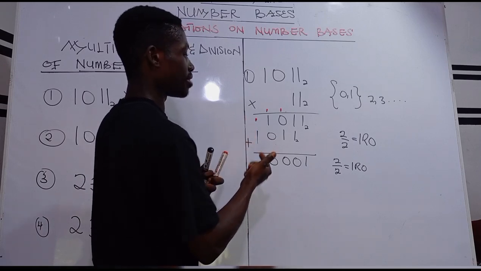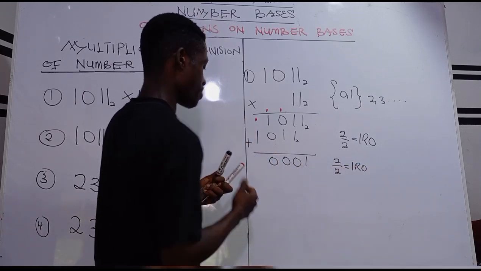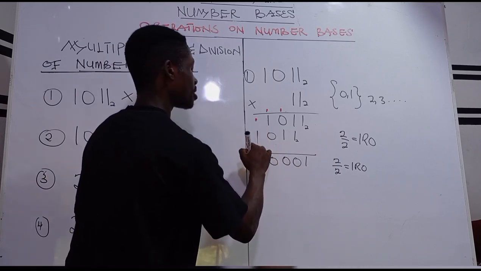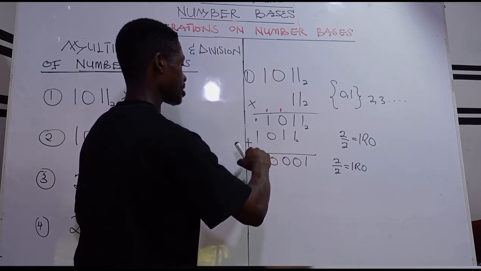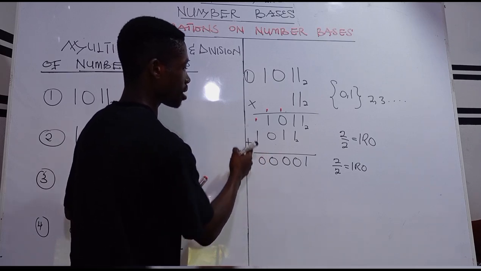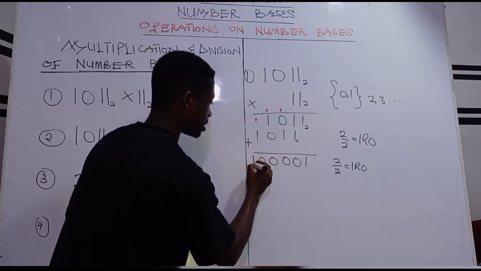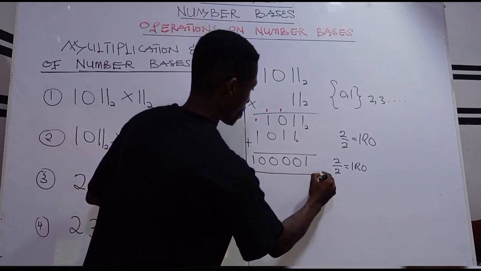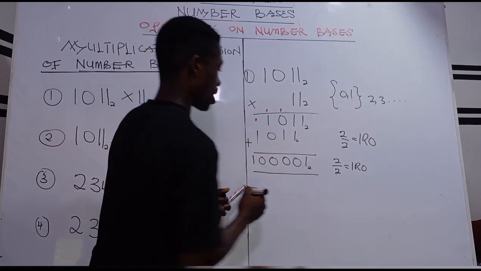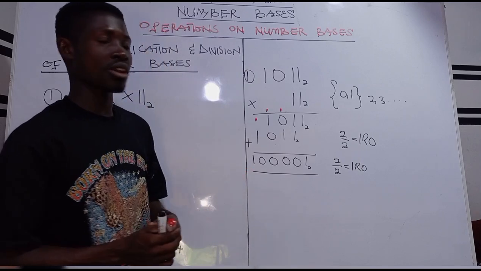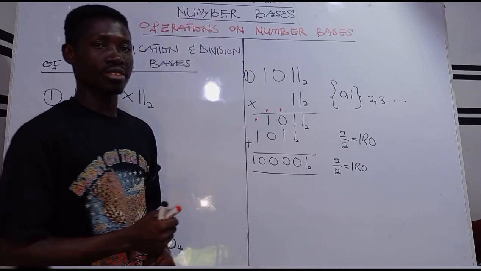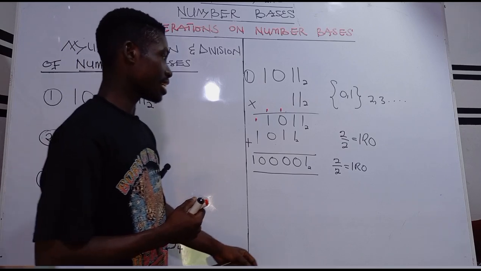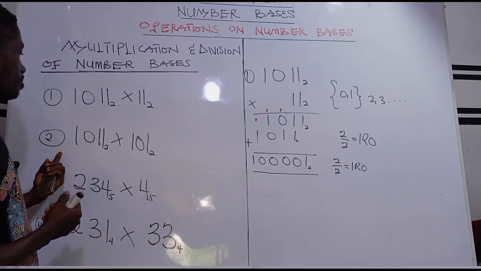1 plus 1 is still giving us 2. We are getting 1 remainder 0. So we write the remainder, and then we carry the 1 to the next digit. Since there's no number here, we write it beneath. So remember, we are working in base 2, and after that you have to assign your base 2 to the final answer. You see how simple it is? Very, very easy. Let's take our next example.